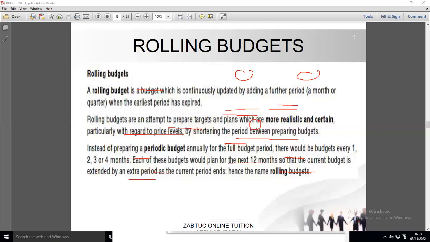Now we're going to look at the concept of a rolling budget. Just give me exactly 2 minutes. I'll just pause this. I'll respond to somebody who's called.